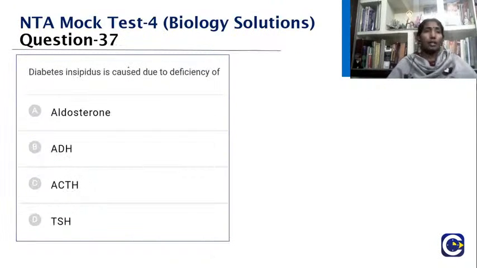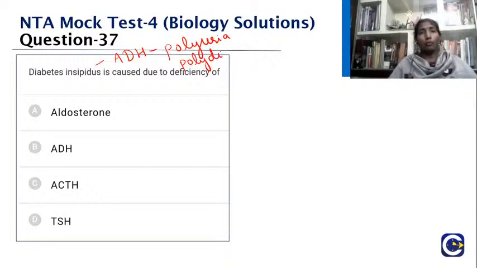RBCs. Diabetes insipidus is caused due to the deficiency of aldosterone, ADH, ACTH or TSH. So diabetes insipidus is a characteristic condition due to the deficiency of the hormone antidiuretic hormone, which results in the characteristic polyuria and polydipsia.